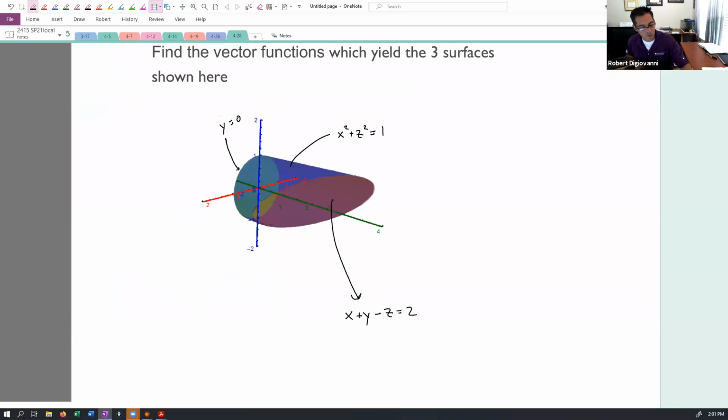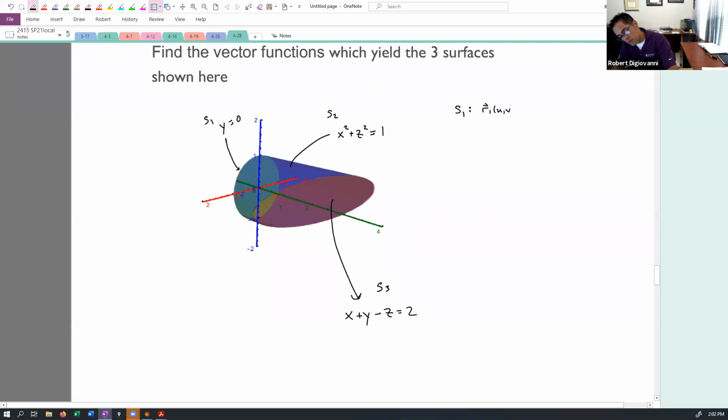All right, here we go. Let's label these first: S1, S2, S3. Let's start with S1 because it's the easiest one. S1 is this back disk, isn't it? That back disk is drawn in the XZ plane. And it's just like what Margie just did, because it has a radius of 1. But the Y is fixed at 0 instead of 4. So this should be pretty straightforward.